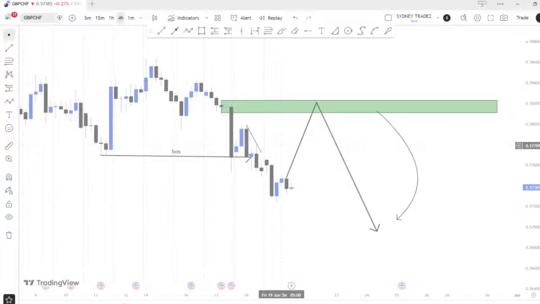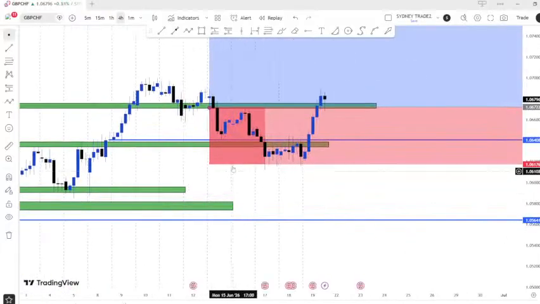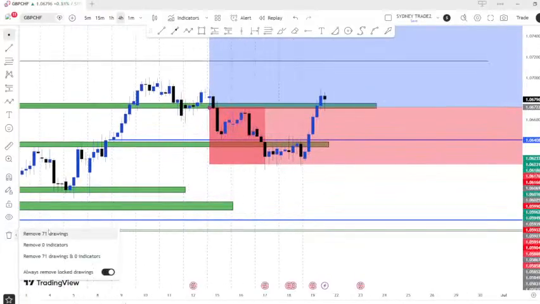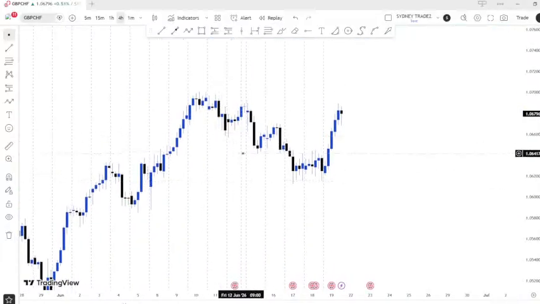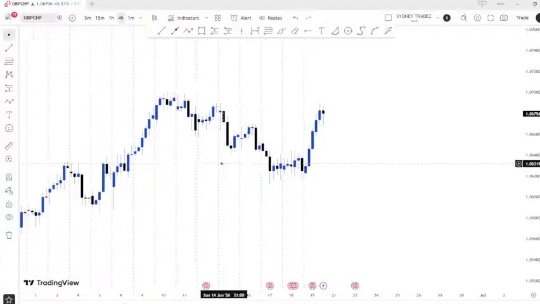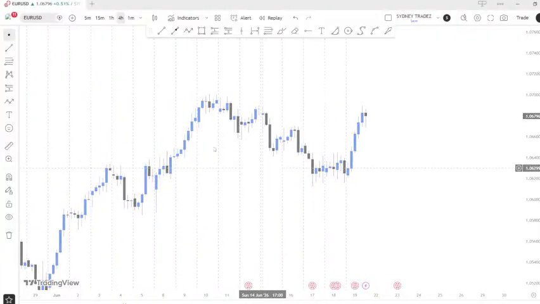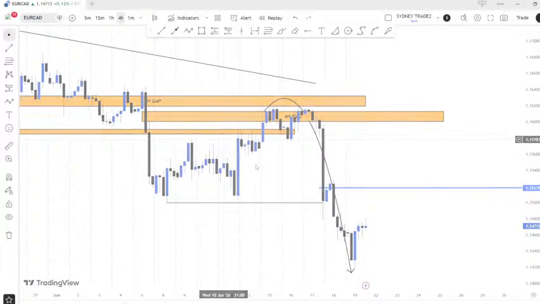And GBPUSD, what does it say? That was just a small thing, giving us a supply zone. And we check on EURUSD. Yeah, I think EURUSD was fine.